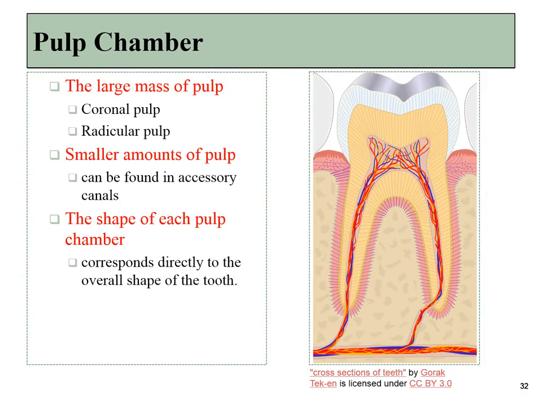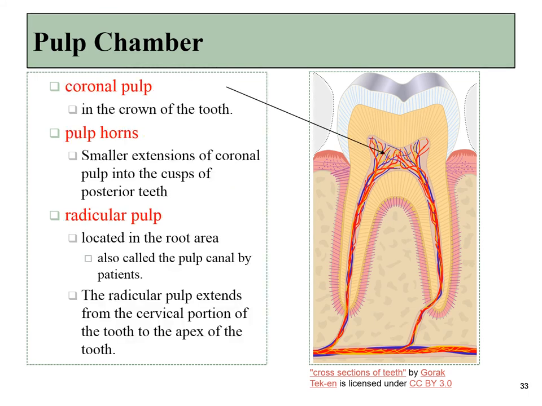So the pulp chamber is composed of both coronal and radicular pulp, and there might be small amounts of pulp found within accessory canals. Coronal pulp is up in the crown. It has pulp horns. These get smaller as the tooth ages because of the additional layers of dentin being formed throughout life by those odontoblasts that we still have.